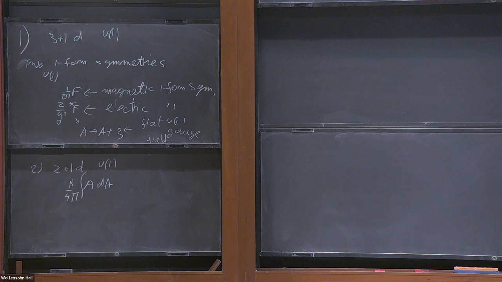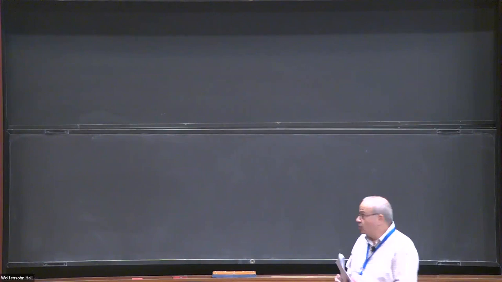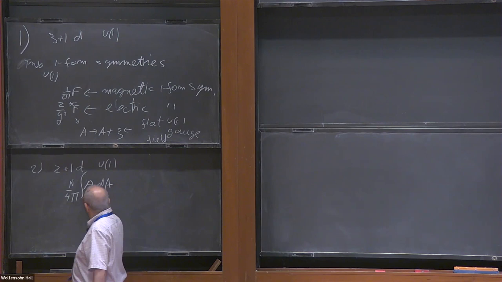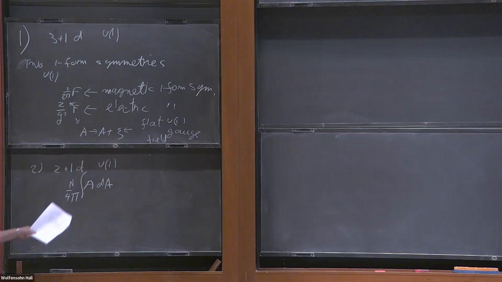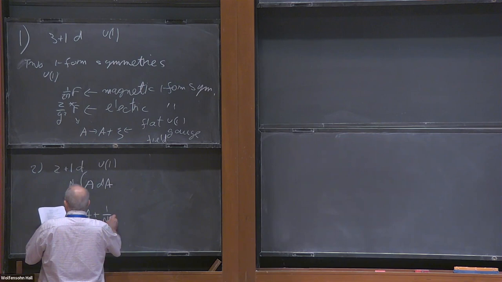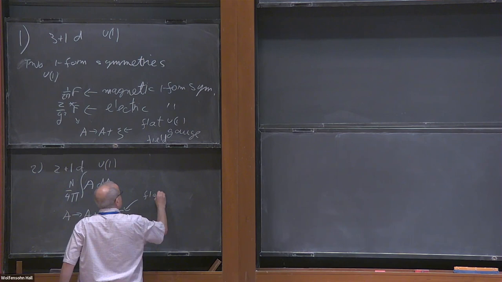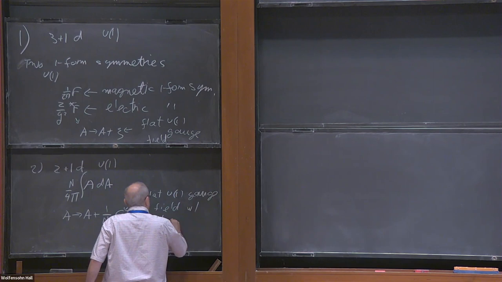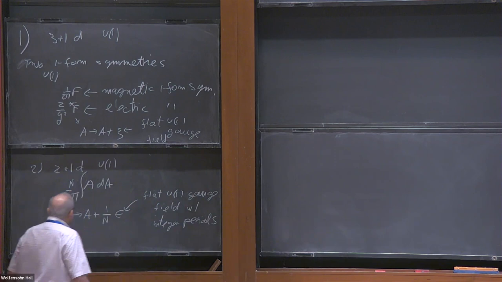But there is a one-form symmetry here, and we can shift A by a constant. We can still perform the same transformation and shift A by a constant. And as we do that, this Lagrangian or this action is not gauge invariant. To be gauge invariant, the periods of xi have to be appropriate. So what we can do is shift A goes to A plus 1 over N epsilon, with epsilon a flat one gauge field with integer periods. And consequently, the symmetry is Z_N.